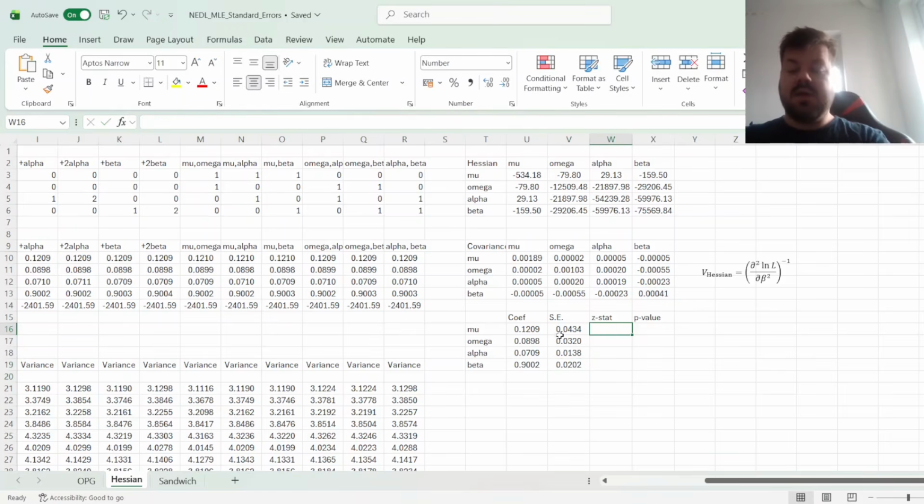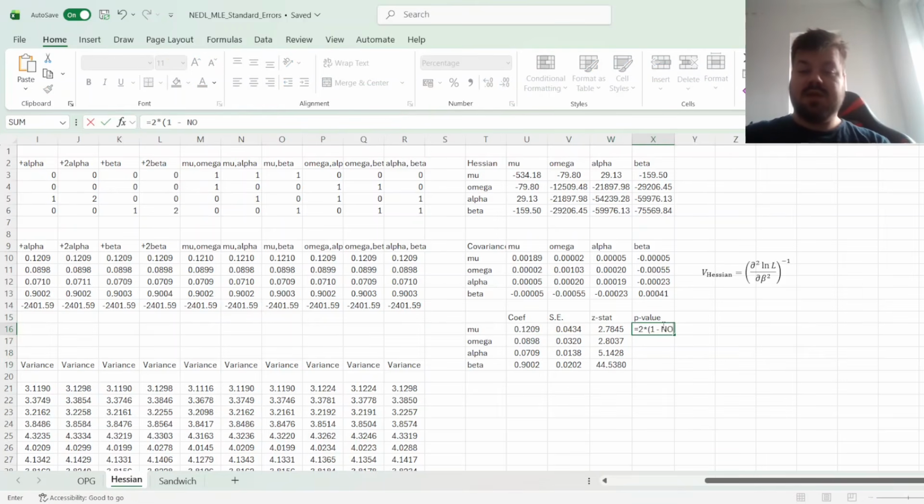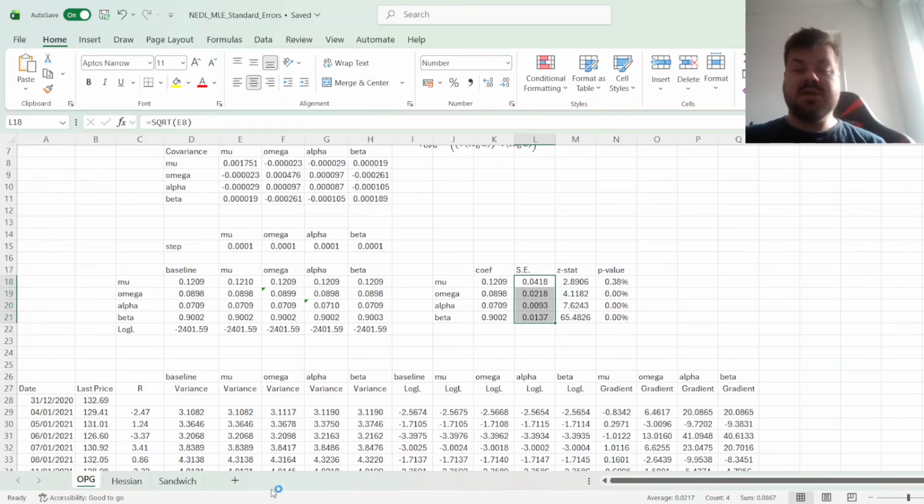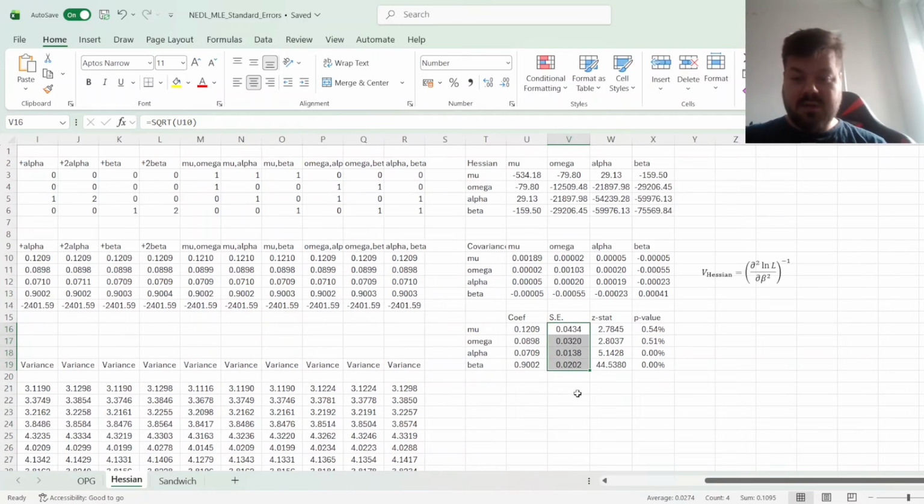And now we can calculate z-stats and p-values based on a two-tailed z-test. So absolute value of the z-stat and cumulative distribution. What we see is that the standard errors that we have obtained are quite close to those that we have obtained from the OPG method in one of the previous videos.